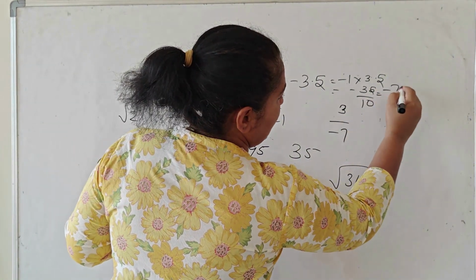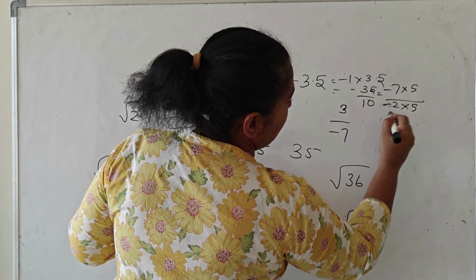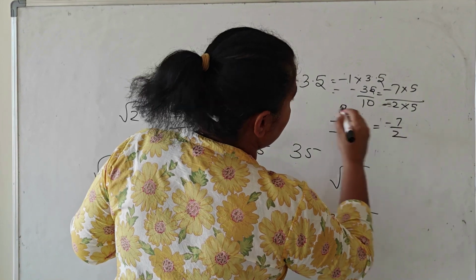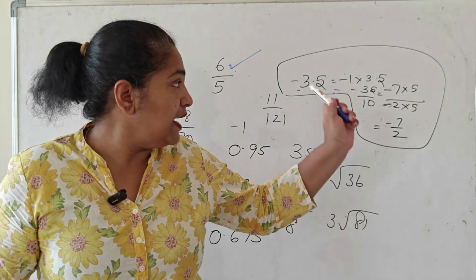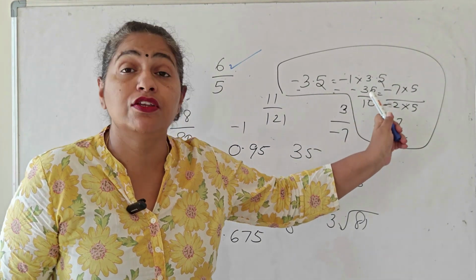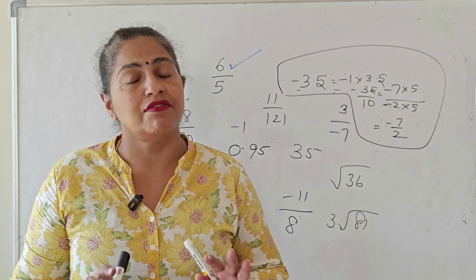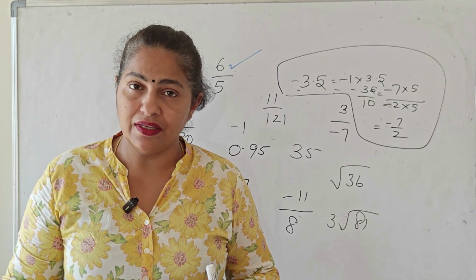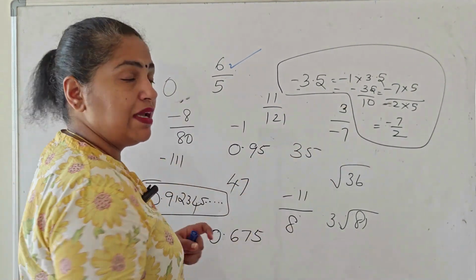So, this is minus 7 into 5 over 2 into 5, or this is minus 7 by 2. So, I converted minus 3.5 into the rational number form, and then I have written it as minus 7 by 2. Okay. The next number that we are going to check is 3 by minus 7.